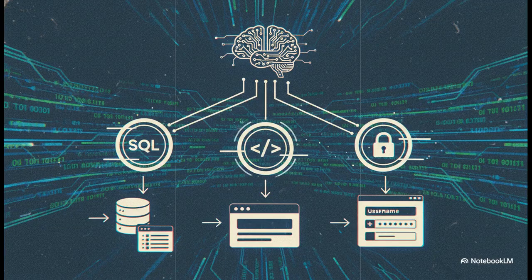Now, here's where things get really clever. This isn't just a slow step-by-step process. Shannon actually spins up multiple specialized AI agents that all work at the same time in parallel. So you'll have one agent hammering away at the database looking for SQL injection, while another one is simultaneously searching for cross-site scripting, and a third is trying to break the login system. It's like having a whole team of security specialists working at once.